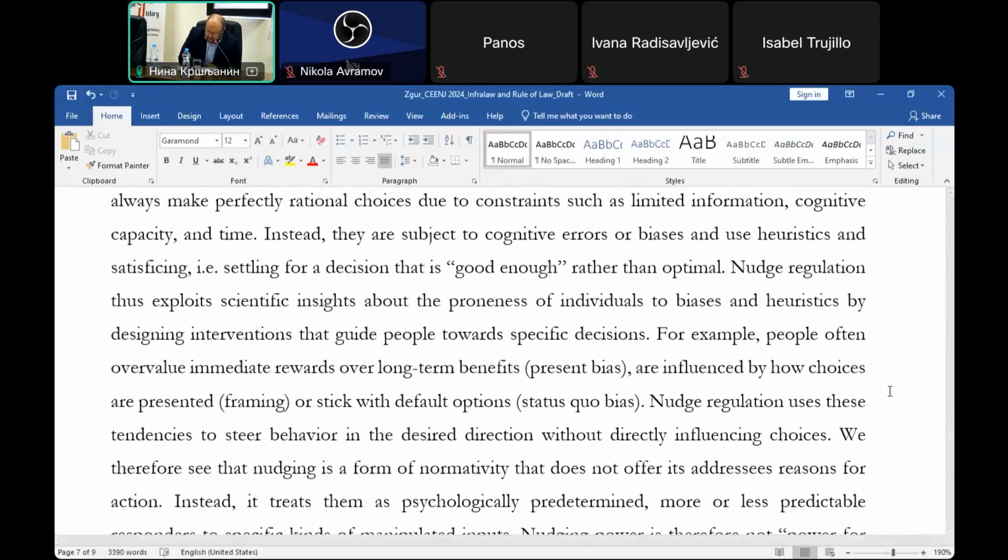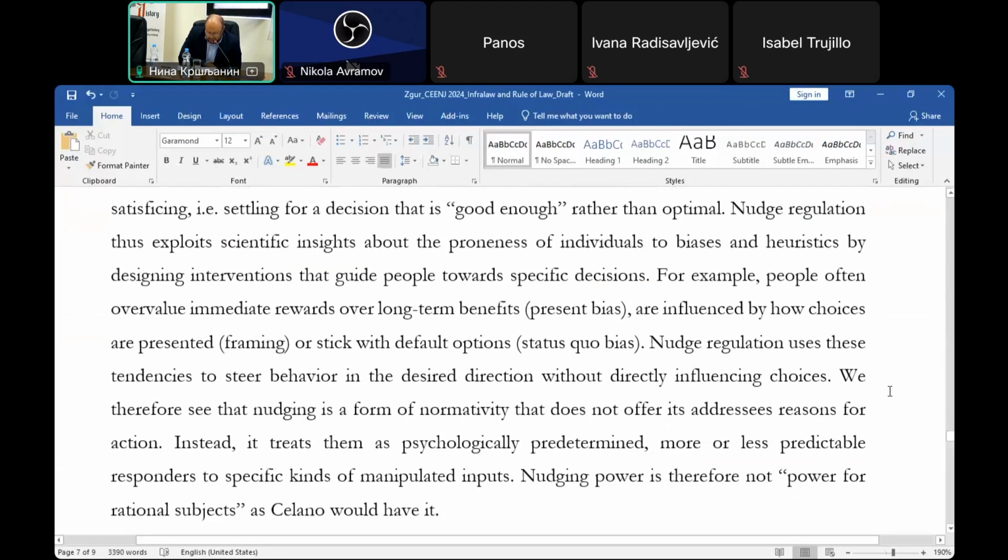Nudge regulation thus exploits scientific insights about the proneness of individuals to biases and heuristics by designing interventions that guide people towards specific decisions. For example, people often overvalue immediate rewards over long-term benefits, that is present bias, are influenced by how choices are presented, framing, or stick with default options, status quo bias. Nudge regulation uses these tendencies to steer behavior in the desired direction without directly influencing choices. We therefore see that nudging is a form of normativity that does not offer its addressees reasons for action. Instead, it treats them as psychologically predetermined, more or less predictable responders to specific kind of manipulative inputs. Nudging power is therefore not power for rational subject as Celano would have it.